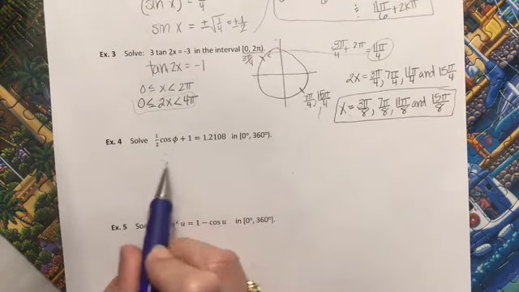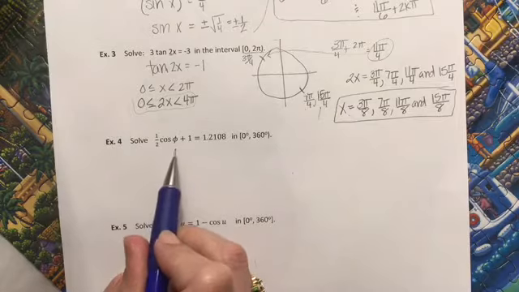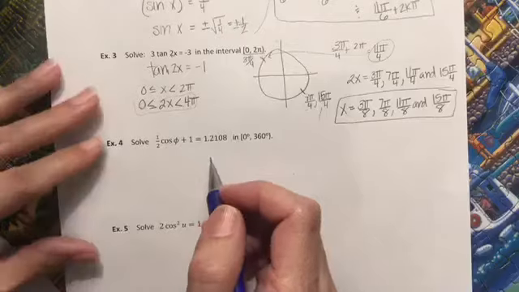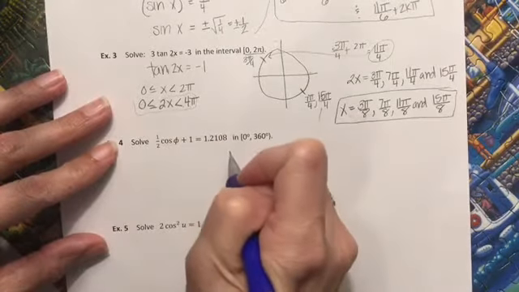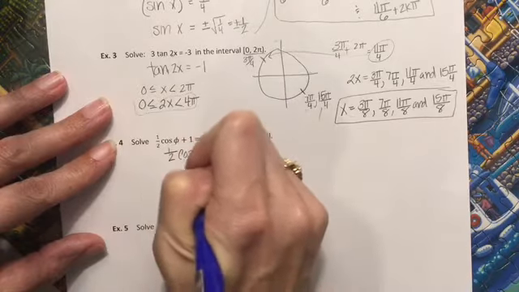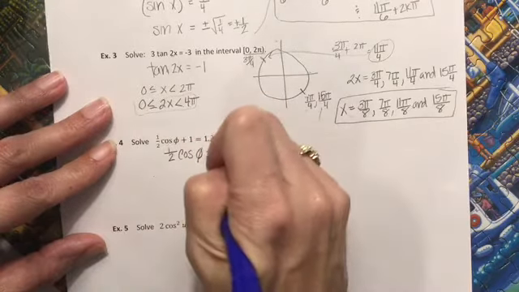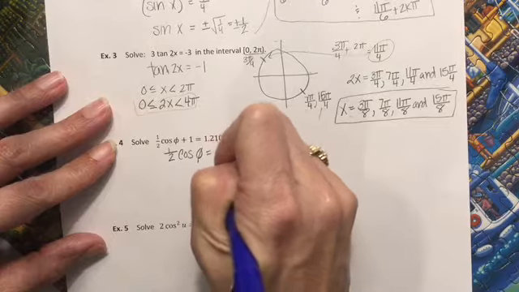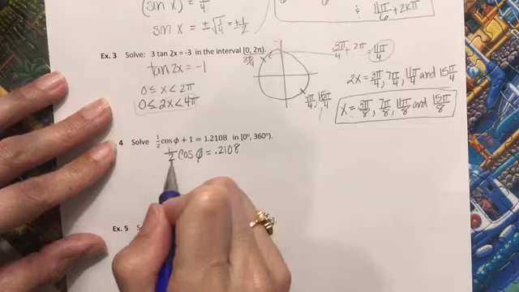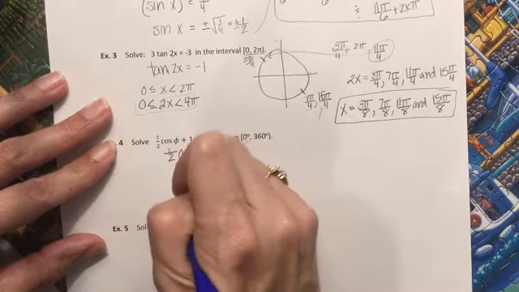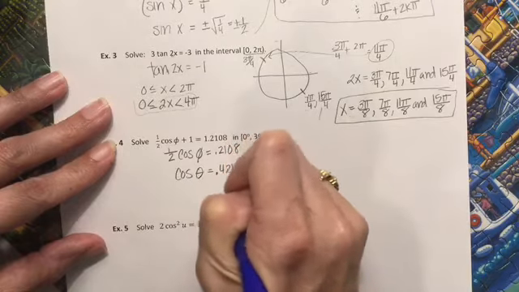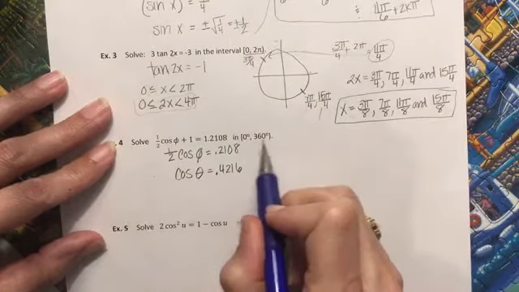In this case, we do the same thing. We want to get cosine of that by itself. So first what we do is subtract 1 from both sides. So that means 1/2 cosine of the angle equals 0.2108. So far that's nice. Now to get rid of this half, that means we double. So cosine of an angle is 0.4216.